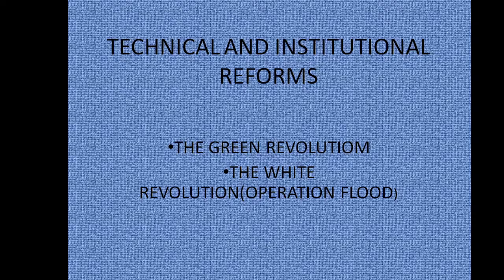The first one is the Green Revolution and the White Revolution. Two points are here. The first reform was the Green Revolution and the second one was the White Revolution, also known as Operation Flood. They were initiated to bring about an improvement in the field of Indian agriculture.